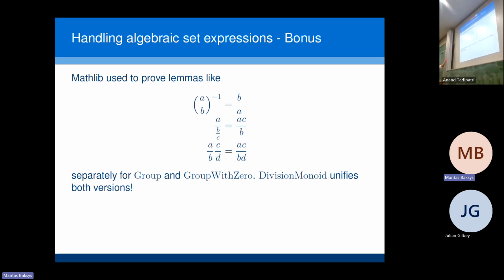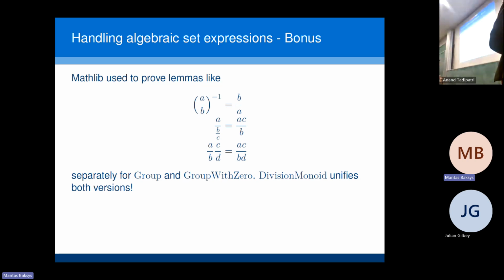And division monoids can prove identities of this form. So this is basically the same as before, right? If you additivize everything, if you replace the inverse by a minus and you replace the division by a minus, then you get something which you can get from subtraction monoids. And importantly, those equations hold in mathlib in both groups and groups with zero.